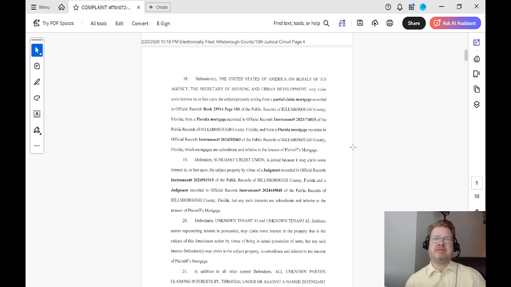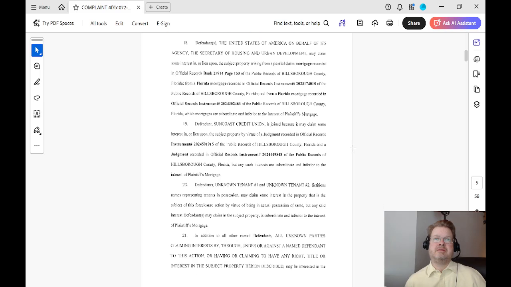If Suncoast has a second mortgage or a home equity line, their lien is junior to the first mortgage. By naming them, the foreclosing plaintiff makes sure that their interest is wiped out after the sale. Essentially, it ensures the property is sold free and clear of that second lien, and Suncoast would have to get in line for any leftover proceeds.